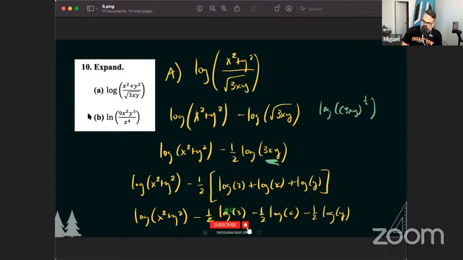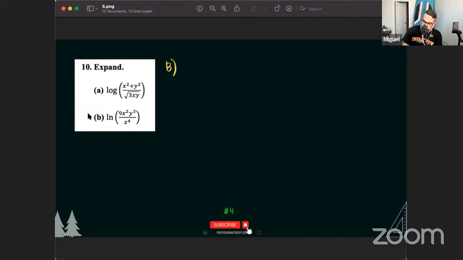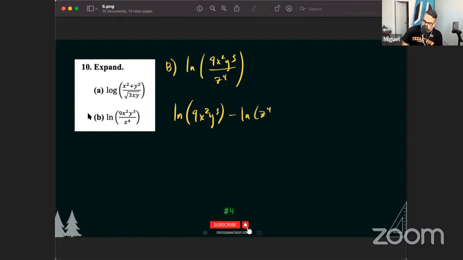Okay, that's part A. So now let's try the second part, part B. As I write it out, hopefully you can kind of already see that these things are being divided. So what do you know? We're going to rewrite this as a difference. So natural log of 9x squared y cubed minus natural log of z to the 4th. Okay, this is exciting because both terms could actually be simplified.